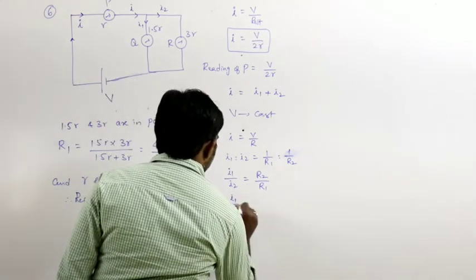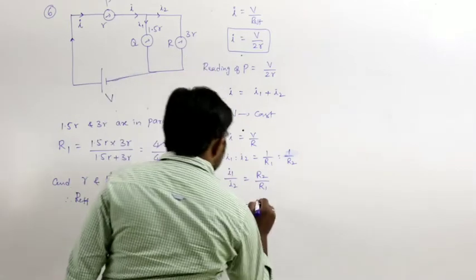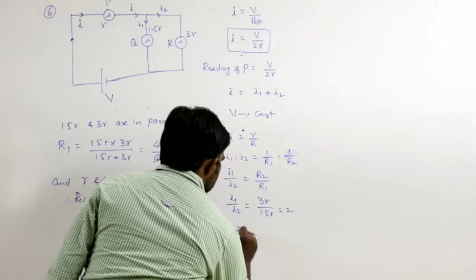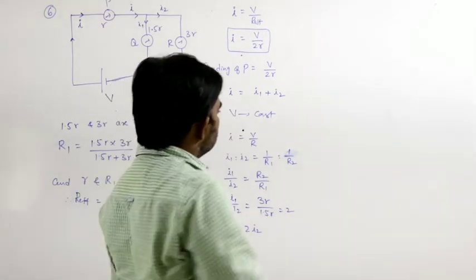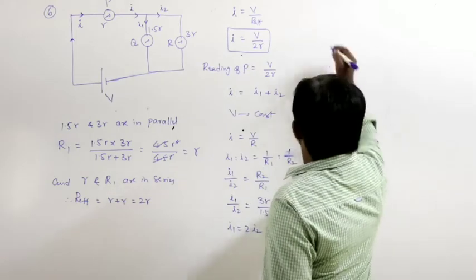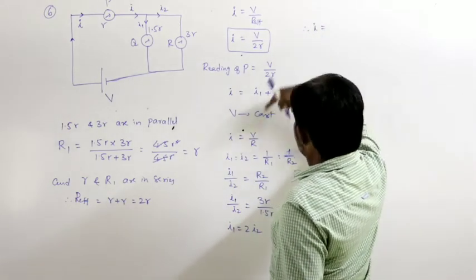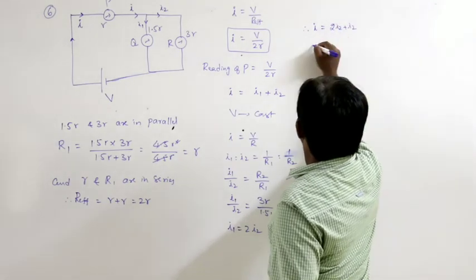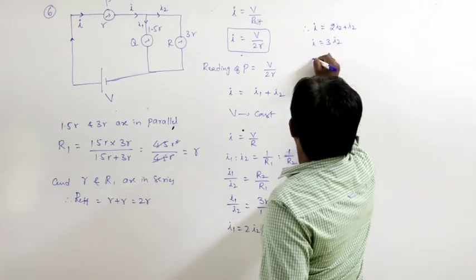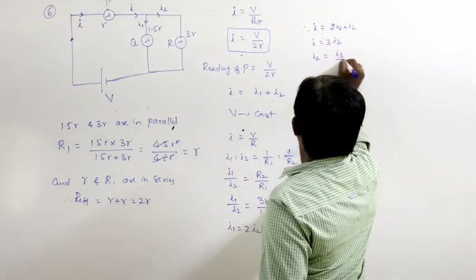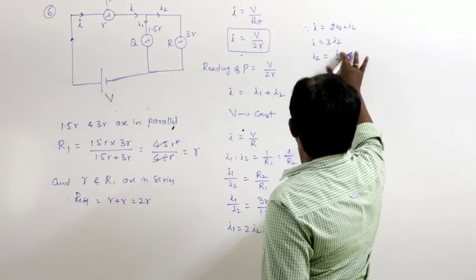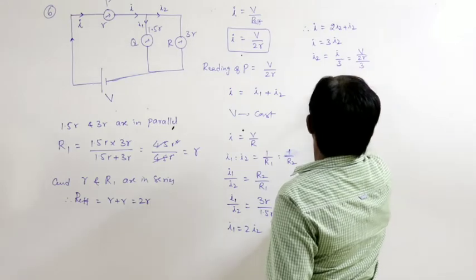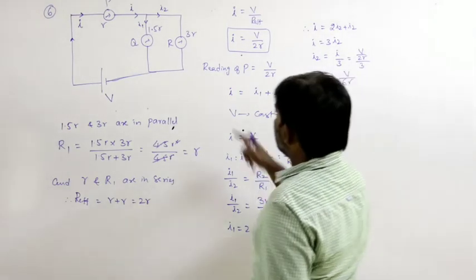So here I1 by I2 is equal to R2 by R1, that means 3R by 1.5R, that is 2. So I1 is equal to 2I2. Therefore I is equal to I1 plus I2, which is 2I2 plus I2. So I is equal to 3I2, then I2 is equal to I by 3. What is I? V by 2R divided by 3, so V by 6R.